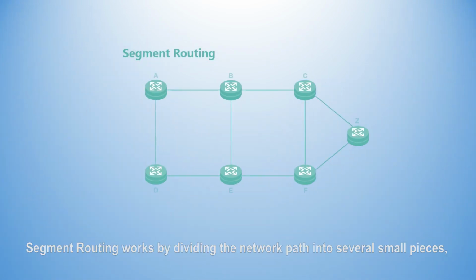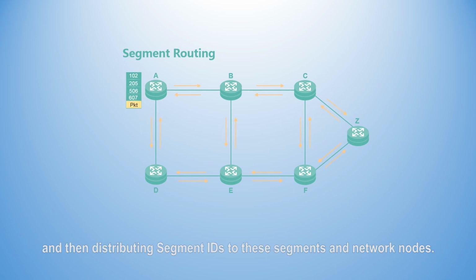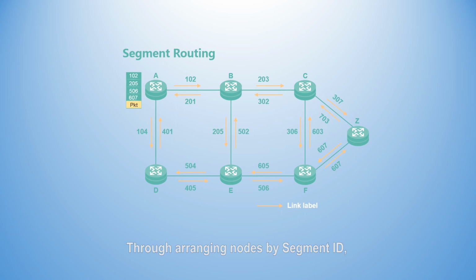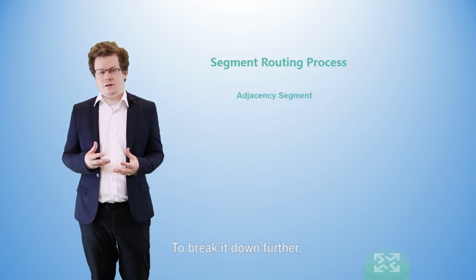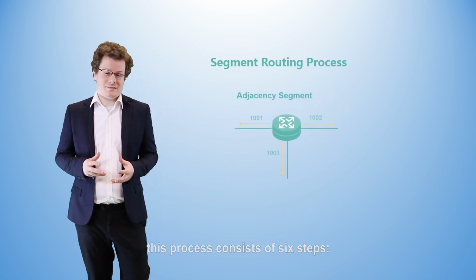Segment routing works by dividing the network into several small pieces and then distributing segment IDs to these segments and network nodes. Through arranging nodes by segment ID, we can obtain a complete forwarding path. To break it down even further, this process consists of 6 steps.